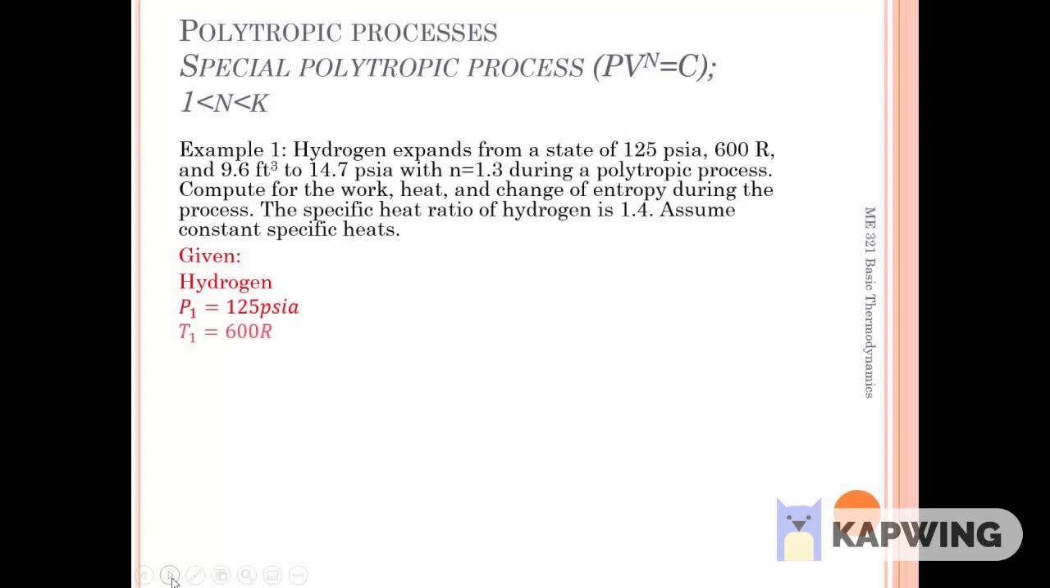We are also given its initial pressure, temperature, and volume prior to the expansion process. At the end of the expansion process, the final pressure is equal to 14.7 psi. We are also given the polytropic exponent n for the process, which is equal to 1.3. The specific heat ratio of hydrogen is also given. As a final note, we can say that hydrogen is undergoing a special polytropic expansion process.